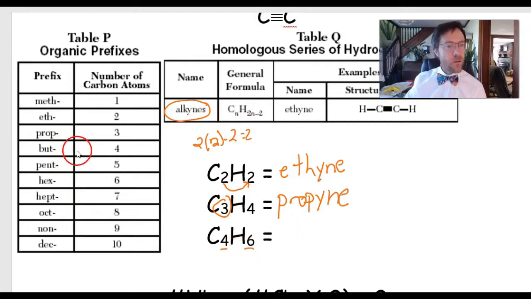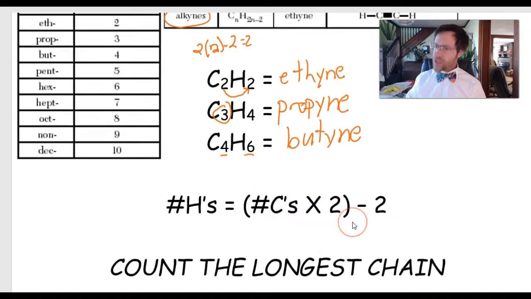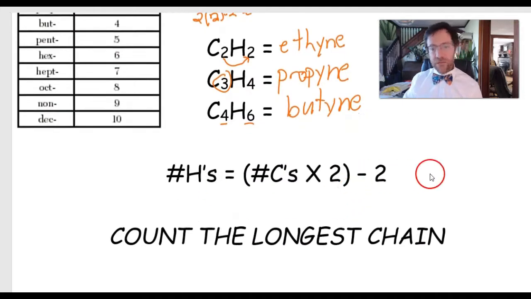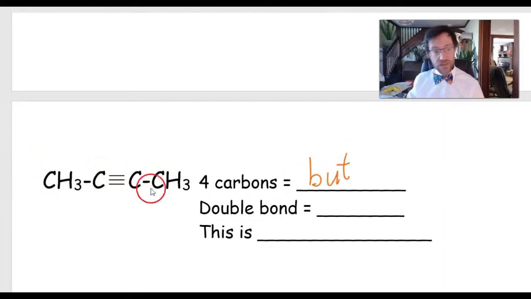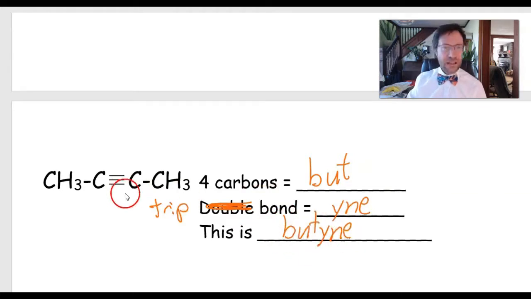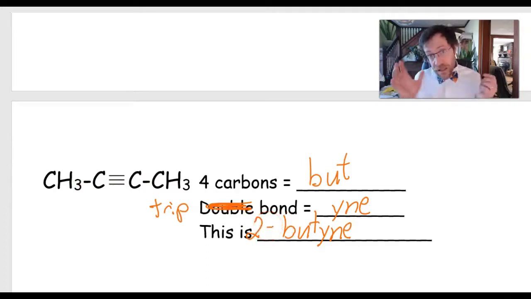4, what is that? I can't even remember. Oh yeah, but. Same as before, count the longest chain. If it follows this pattern, you're into butyne. So let's go through. 4 carbons, meth, eth, prop, but. There's a triple bond. This is butyne. Technically, this is going to be 1-butyne. Remember? Because you got to tell us where that is.